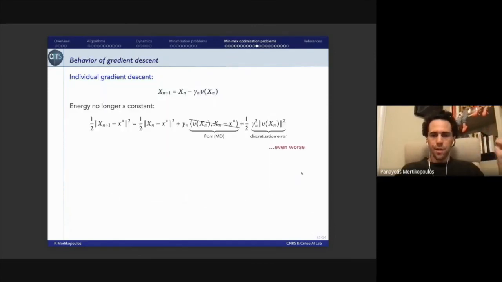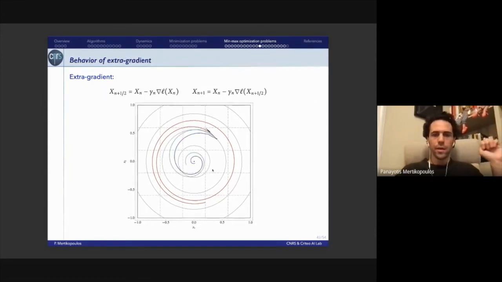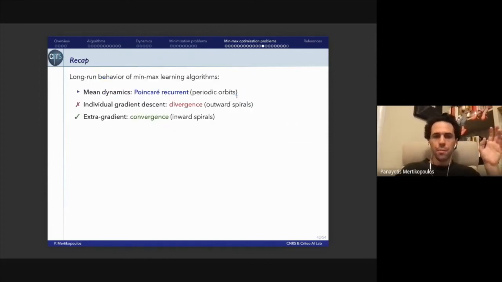As Florian very correctly pointed out, if you do just an analysis of deterministic gradient descent, this constant of motion is no longer a constant of motion. You have a positive discretization error, which leads the gradient dynamics to spiral outwards. All right. On the other hand, if you analyze, well, this should be V, I'm sorry. If you analyze the extra-gradient dynamics, then you can show that these converge to a solution of the min-max games. So here is the apparent paradox that Florian was referring to.